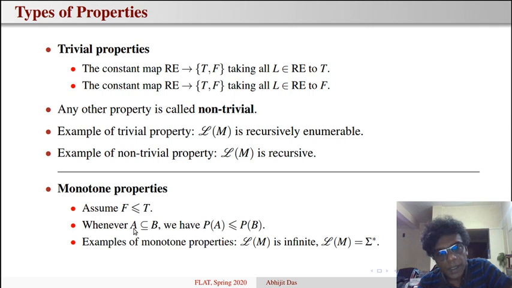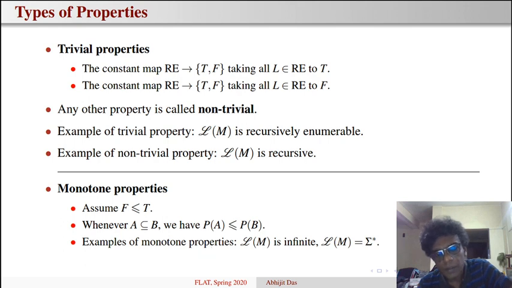So, if for some recursively enumerable language A the property is true, we'll take any recursively enumerable language which is a superset of A, this must also be true. So, false less than equal to false is allowed. But once something becomes true, and if we go to a superset, this will also have the property. So, if some language is infinite, any superset is also infinite. If some language is the entire sigma star, any superset of it can be itself only. So, it is also sigma star. So, these are monotone properties.